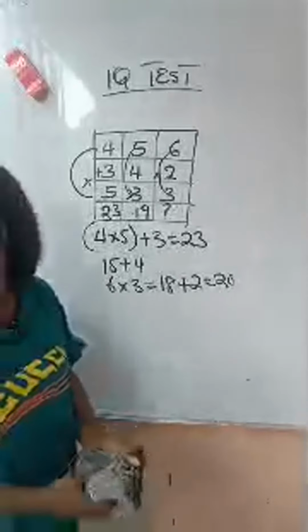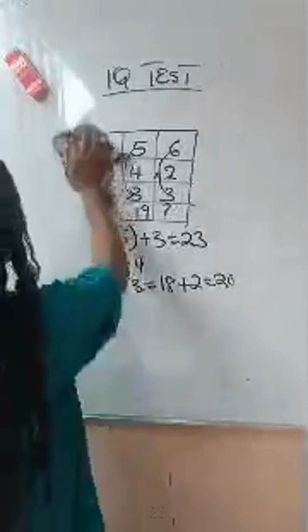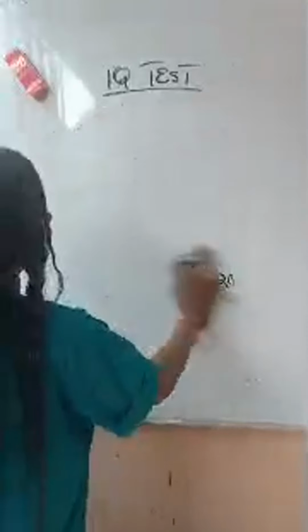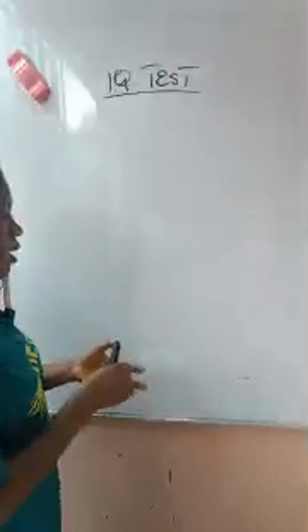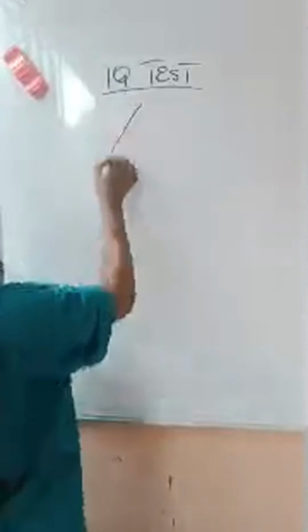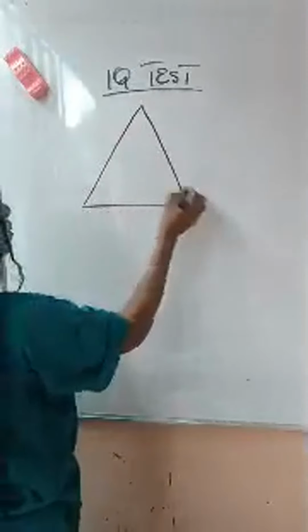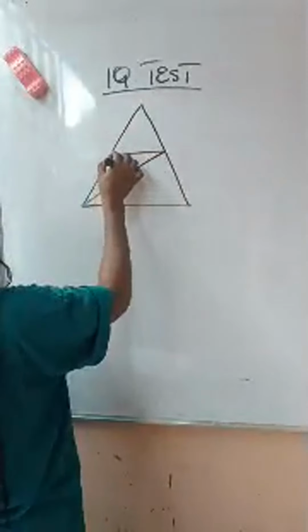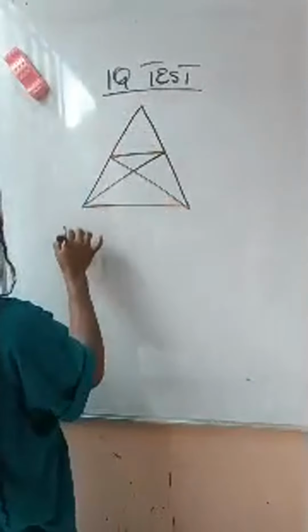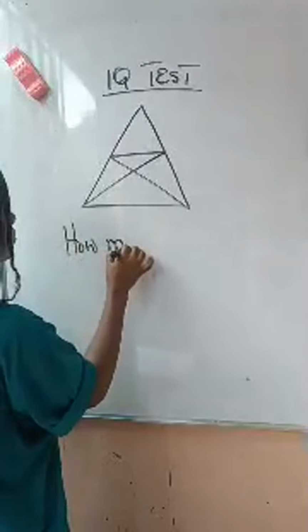All right. Now, how many triangles can you see in this? How many triangles?